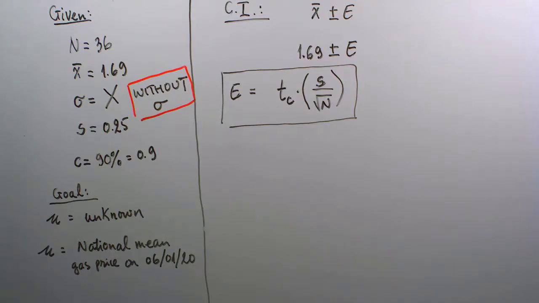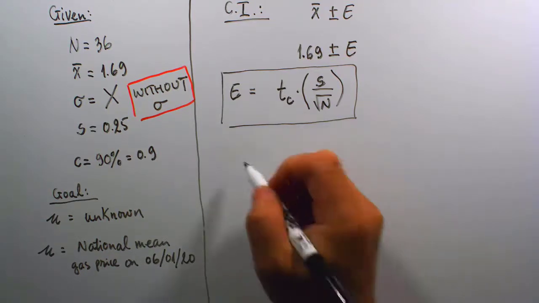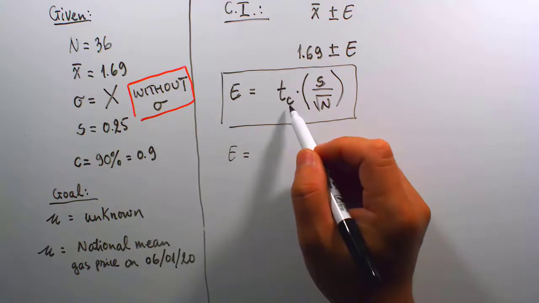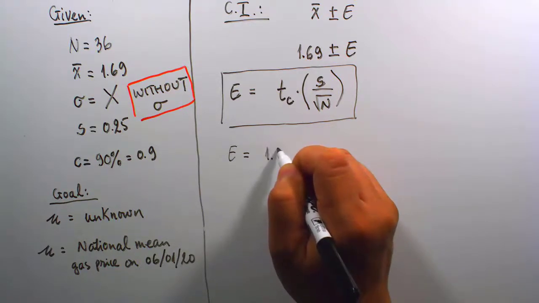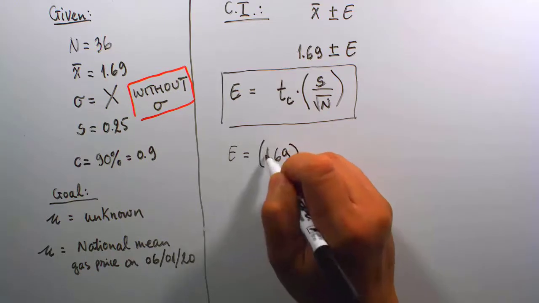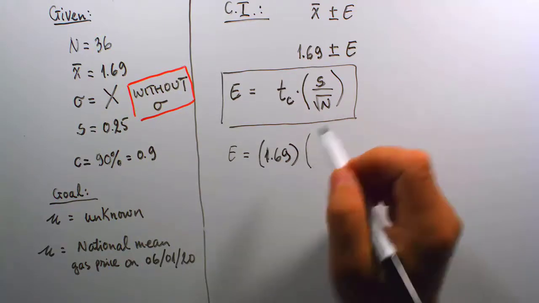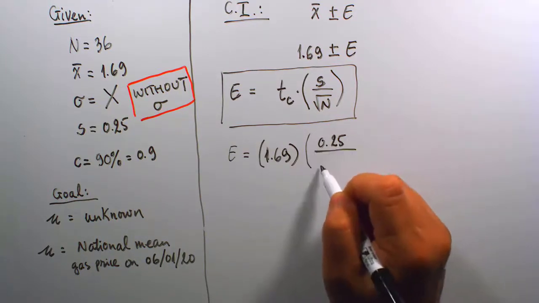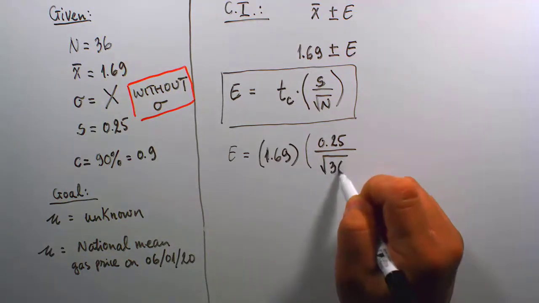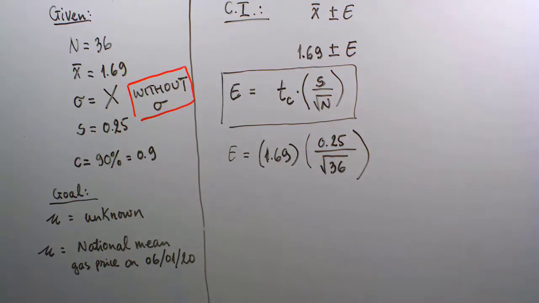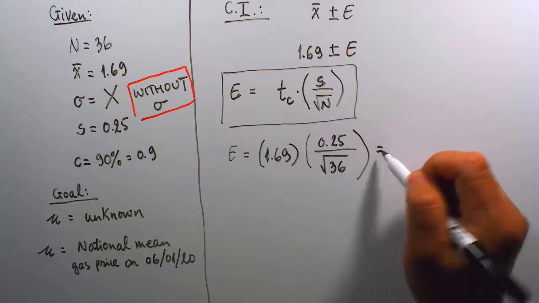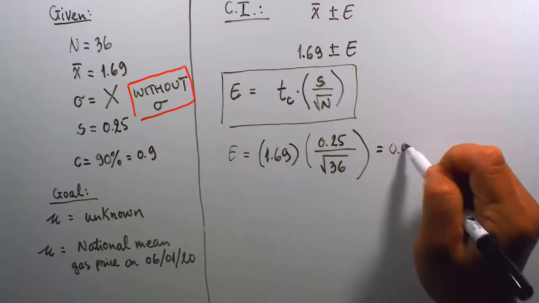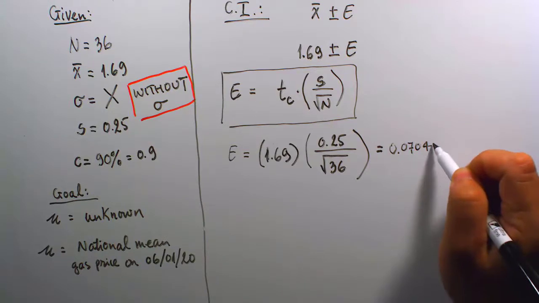Now I am ready to calculate my margin of error, with T sub C calculated to be 1.69. I'm substituting T sub C with 1.69, and then T sub C is multiplied with the sample standard deviation, in our case 0.25, divided by the square root of our sample size, which is 36. And now I'm ready for the final calculation. It comes out to be 0.0704, and a lot longer.